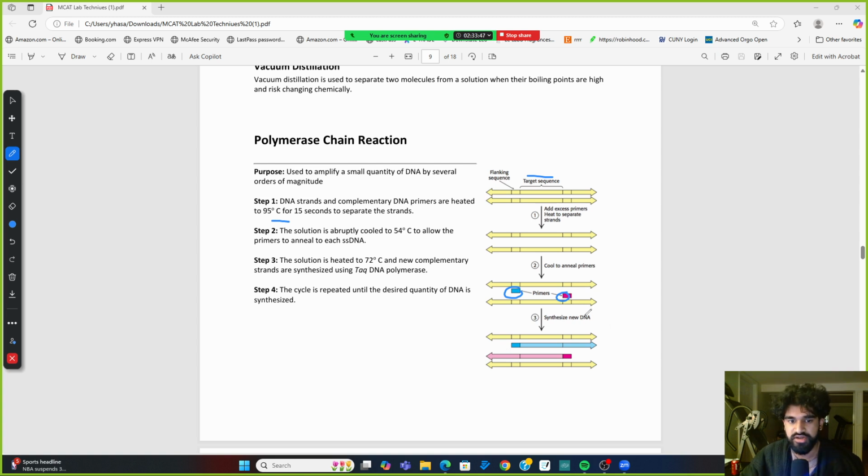And then we restart. So the primers attach to this new DNA, and then we go again, and it doubles and it doubles and it doubles, and it goes on and on until we have billions of this DNA sequence that we want, just so that we can analyze it.